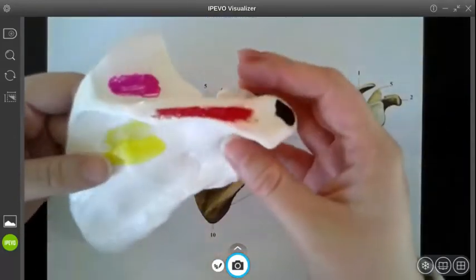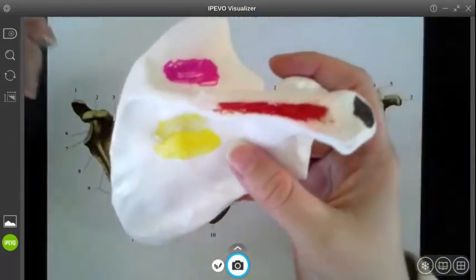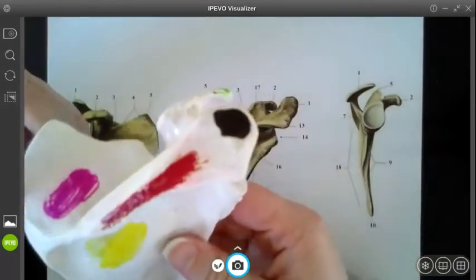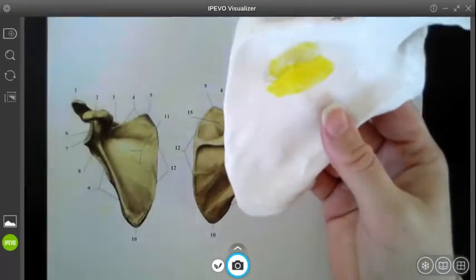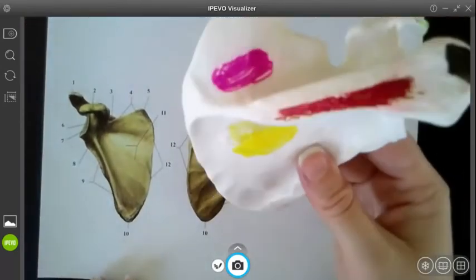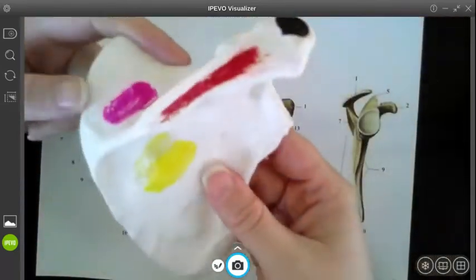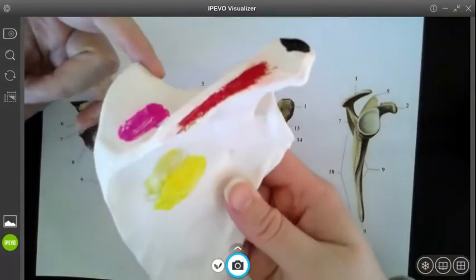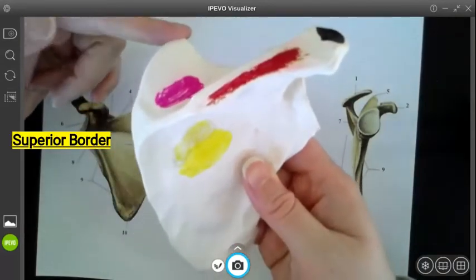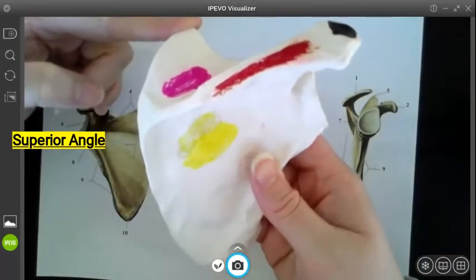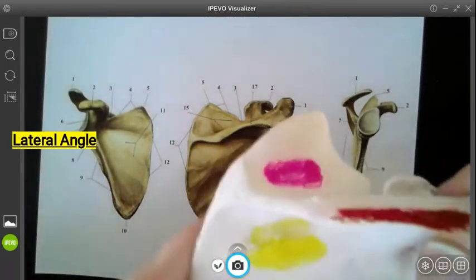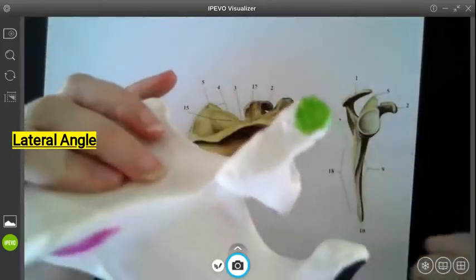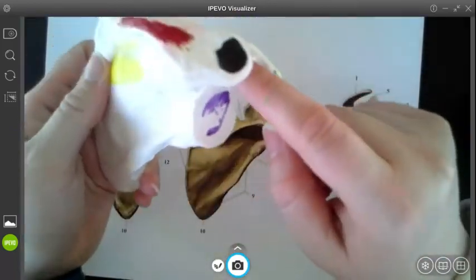If I look at the scapula itself, it has several different borders on it, and they're named for angles, and they're going to be named after their directions. So number four, this is the top, so this is the superior border. Five is the superior angle. Six is supposed to be pointing at the lateral angle, which would be this.